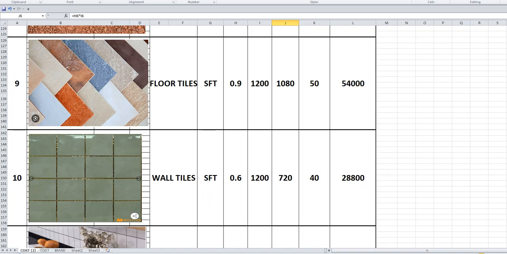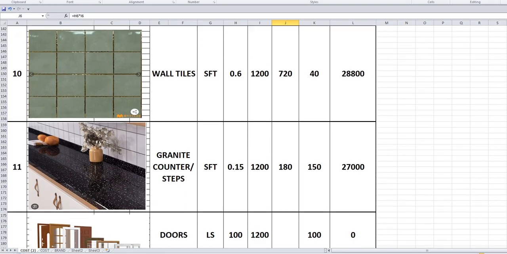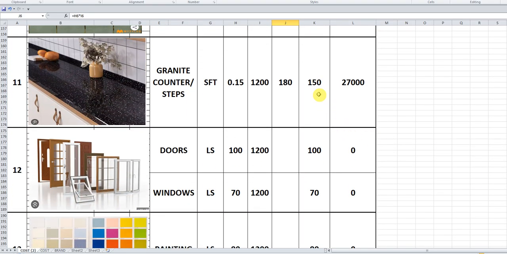Wall tiles as 28,800, material cost. Granite I have considered 150 rupees per square feet as the cost of material. So total is 27,000. Doors: here I am taking the quantity as 1,200, and windows also 1,200 square feet is the total built up area, and the cost I have taken 100 rupees and 70 rupees per square feet on the built up area.